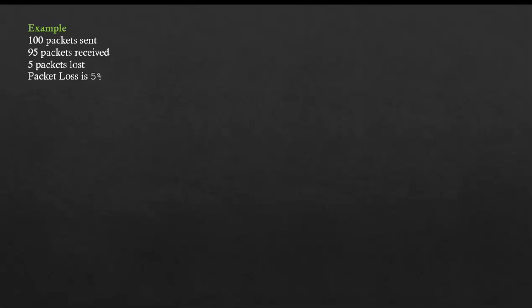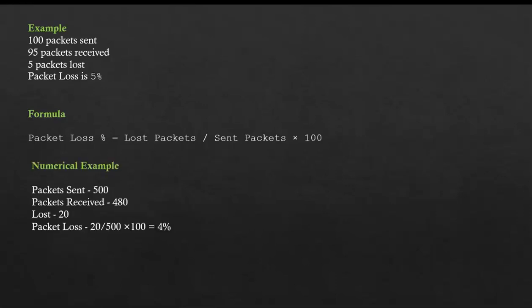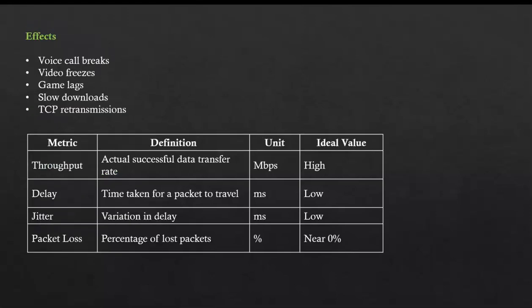For example, 100 packets are sent, 95 packets are received, 5 packets are lost. So what is your packet loss? It is 5%. So what is the formula to calculate packet loss percentage? It is lost packets divided by sent packets times 100. For example, you send 500 packets, 480 are received properly, 20 are lost. Packet loss is going to be 4%. Fine. What could be its effects? A lot of effects like voice call breakage, video freezes, game lags, slow downloads, and TCP retransmissions could be possible effects.